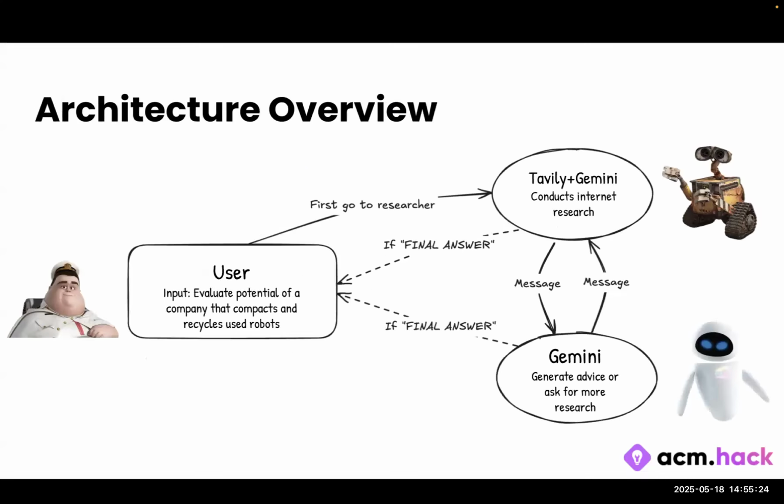Okay, so now to get into the actual multi-agent architecture overview. So as I mentioned before, we want our agents to do specified, modular tasks, and we want that to be kind of fueled by a prompt. So say I'm a user and I want to evaluate the potential of a startup idea of a company that compacts and recycles used robots.